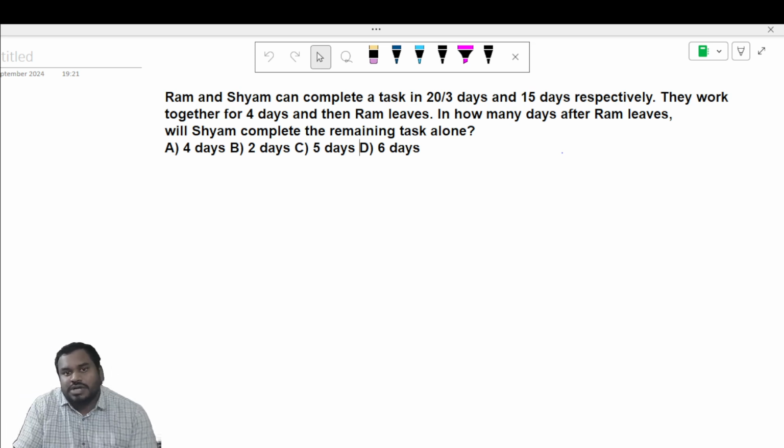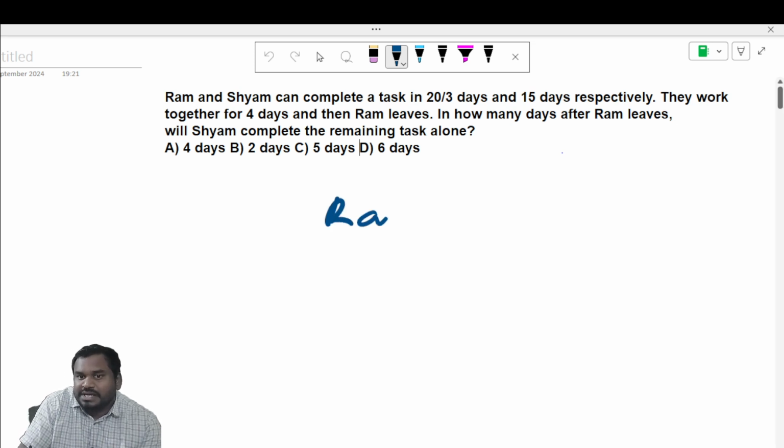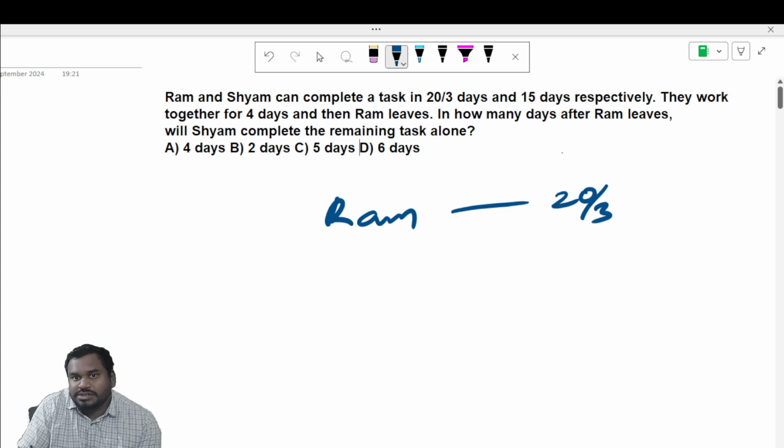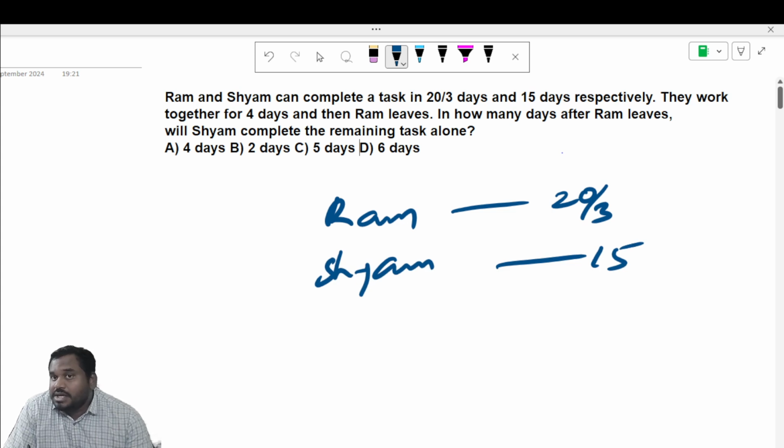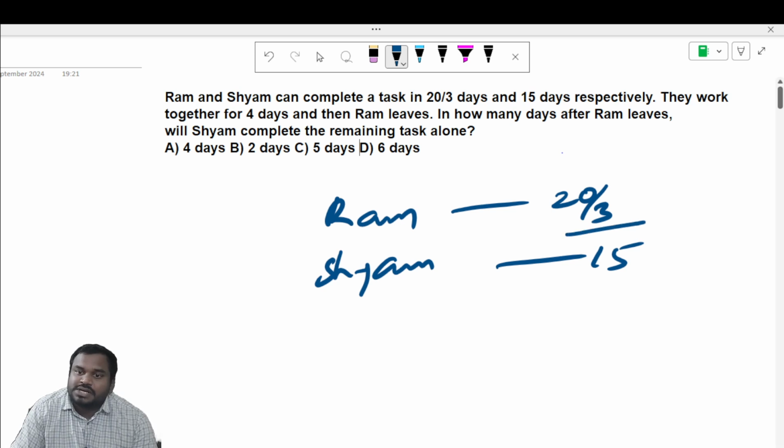So now the question is, Ram and Sham can complete a task in 20 by 3 and 15 days. I'll write everything in steps so that it will be easier for you to understand. Sham can complete in 15 days. Using this information, which is larger here? I told you how to find the LCM easily by taking the larger number. This is 6 point something and this is 15, so 15 is obviously greater. Using this 15 you can find the LCM easily.